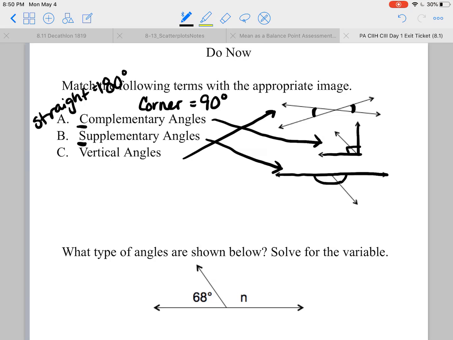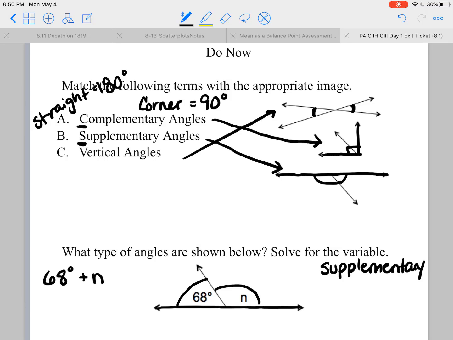Solve for the variable. If we look, we have a straight line making up 180 degrees, and we have 2 angles making it up. So these are supplementary. Because they are supplementary, we know that 68 degrees plus the measurement of angle N is equal to 180 degrees. If we want to isolate the variable, we need to subtract 68 from each side, and N is equal to 112 degrees.